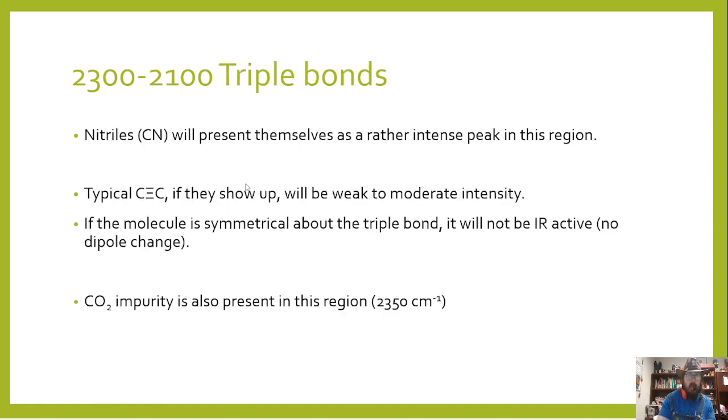Now we have a big gap. So 2300 to 2100, we have our nitriles, or alkyne C triple bond C. Nitriles will tend to be very intense because you're going to see a very sharp change in dipole moment because of the CN. Alkynes will tend to be weak to moderate intensity because the C triple bond C is not very polar. But as I said, if this is symmetrical around the alkyne, they won't be IR active. And if you have any CO2 impurity, it would appear in this region as well.